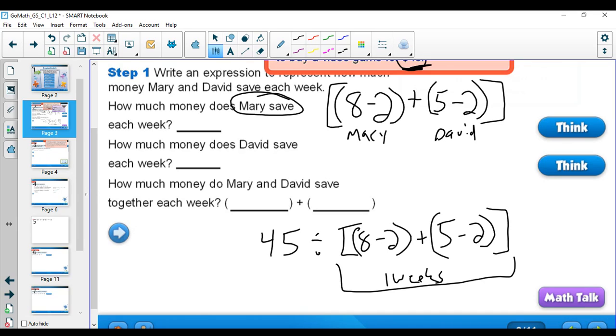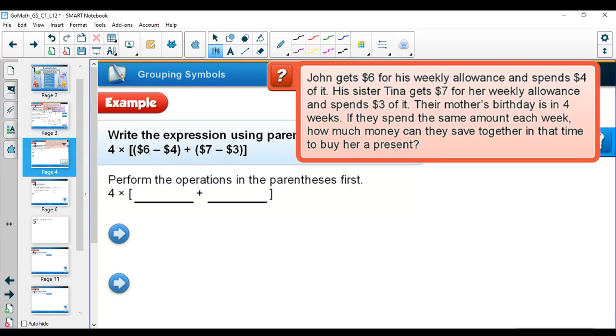So that's what our numerical expression is going to look like. Now, a lot of you would probably just do this by solving for Mary's money, solving for David's money, adding that together, and then dividing 45 by it. And that's all we're going to do here. When we have parentheses inside of a set of brackets, we just solve the parentheses first, and then we solve for the brackets. It's kind of like peeling back the layers of an onion. We start at the inside, and then we work our way to the outside. So I guess it's a little different, but you get the idea. All right, let's take a look at another one, and we'll actually solve this one.